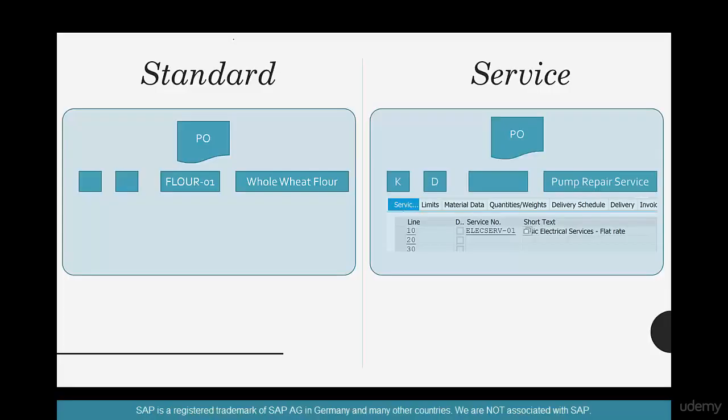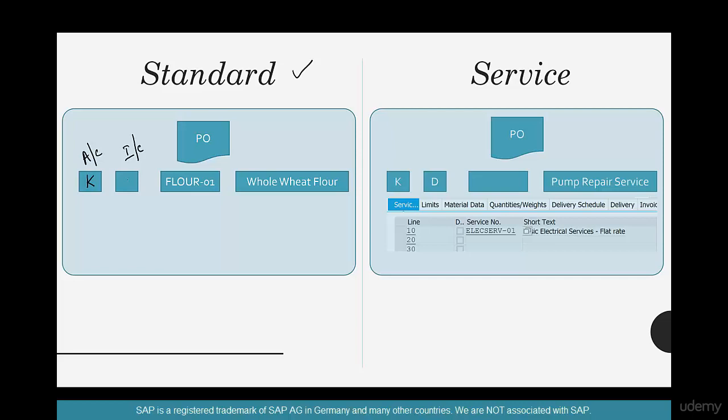Okay, let's stop here for a minute and see what we have done. For a standard material, the account assignment is blank and the item category is blank. Now for non-stock materials, the account assignment could be a cost center or project or sales order, and the item category is also blank.